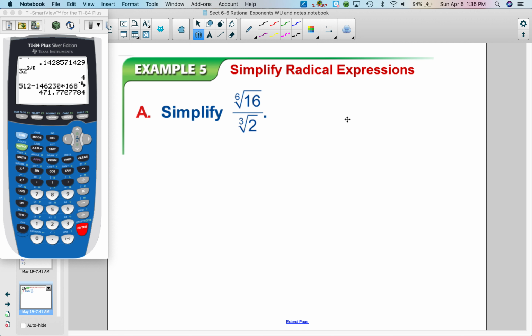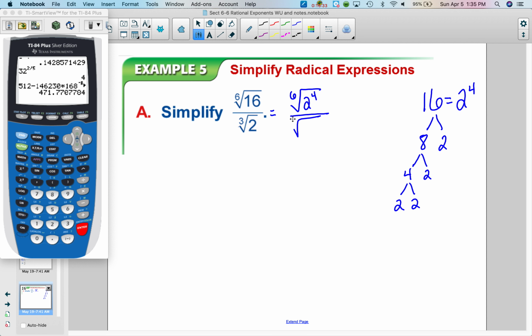Okay, so on this next one, notice that they are not the same roots. I have a cube root, I have a 6th root. So this is what we're going to do. We're going to break that 16 down, and we're going to make this prime numbers, because we can write this as powers of 2. So I can think of this as 8 times 2, and the 8 breaks down to 4 times 2, and the 4 breaks down to 2 times 2. So notice I have 4 factors of 2. So this is 2 to the 4th power. So I'm going to think of this as the 6th root of 2 to the 4th power. And here I have the cube root of 2 to the 1st power. I'll put a 1 there.